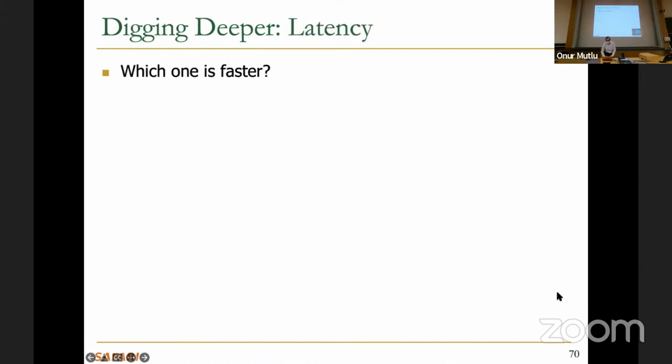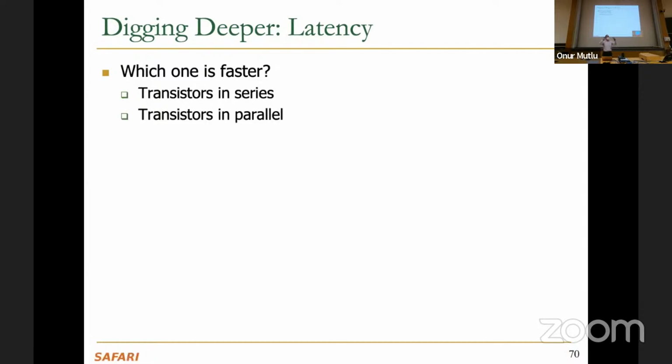But let's take a look at some other issues, because these issues are going to be important in the future. Latency. Basically, latency means how long it takes for the output to become 1 or 0 given an input, right? So which one's faster is one good question. Are transistors in series faster, or are transistors in parallel faster? Any takers? Yes? Parallel, yes.